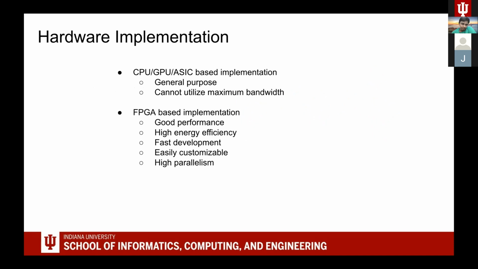When it comes to hardware level implementation, CPU and GPU implementations are basically general purpose hardware, so we cannot utilize the maximum bandwidth on those general purpose hardware. So if we can implement an FPGA based recurrent neural network, then we will be able to achieve good performance, and it will be easily customizable based on our use case, and we can get the energy efficiency as well.